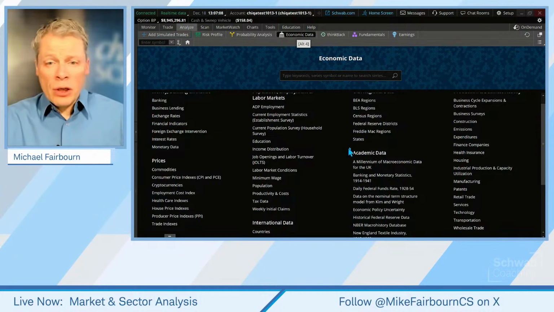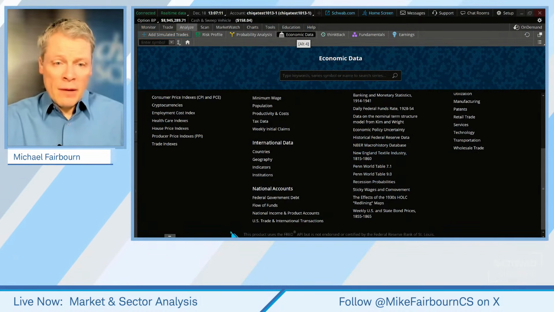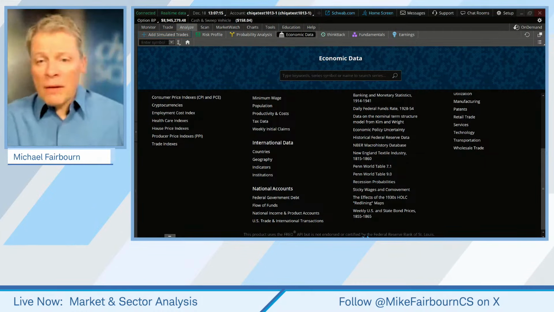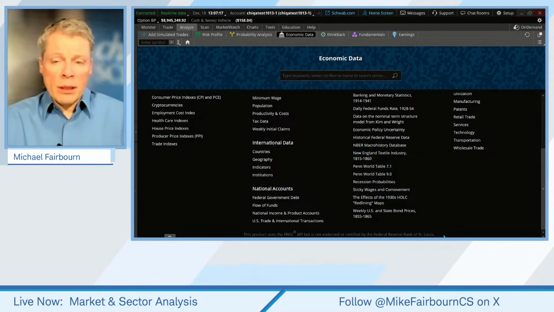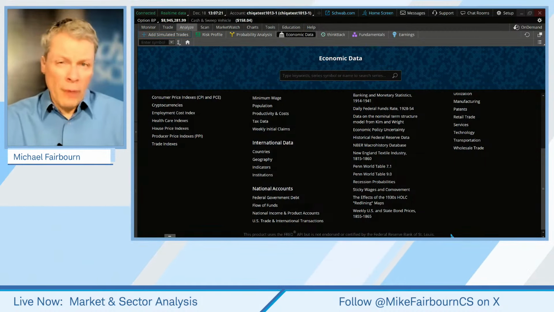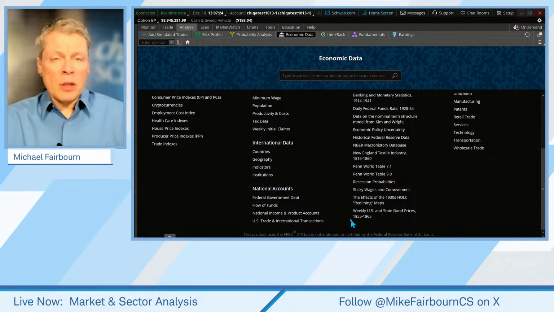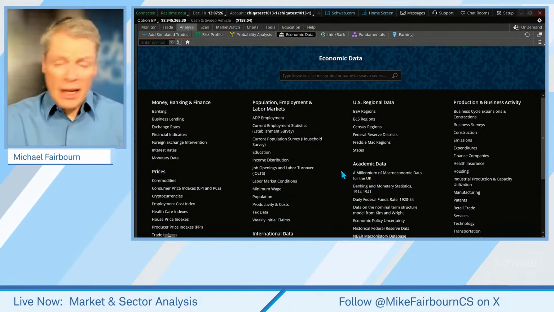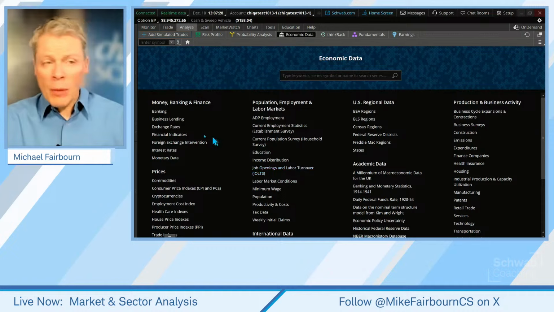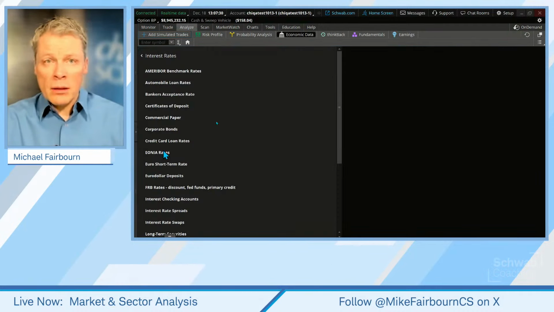Now within here, if you scoot down below at the bottom, it does state that this product uses the FRED API, but is not endorsed or certified by the Federal Reserve Bank of St. Louis, nor is it endorsed by Schwab, for example, or representative of Schwab. It's just that is the data that is being used here. And within this, anytime there is that economic announcement, you can come right over here into interest rates, click on interest rates.